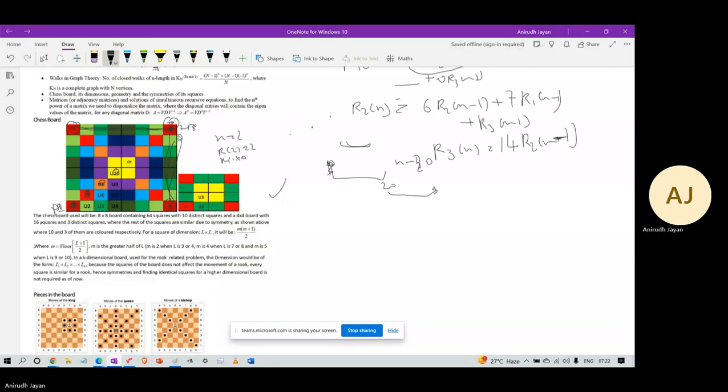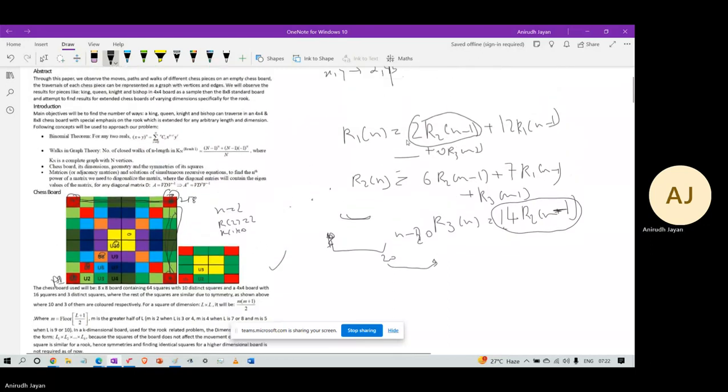Now why? Well, once it moves here, then it becomes R2 n minus 1. Since every move will result in changing either the horizontal or the vertical. It cannot change both. That means if it moves in the horizontal, then it will have the common vertical component. If it moves in the vertical, it will have the common horizontal component. Therefore, 14 R2 n minus 1.